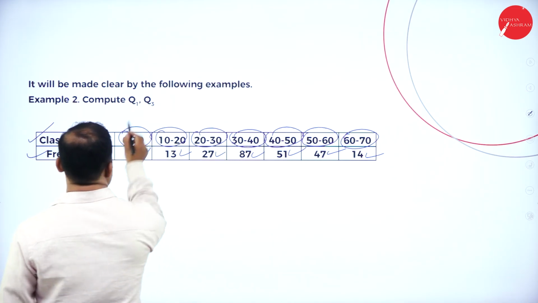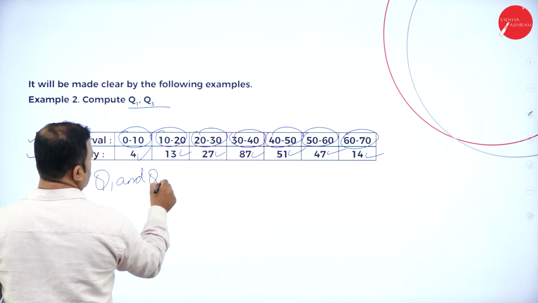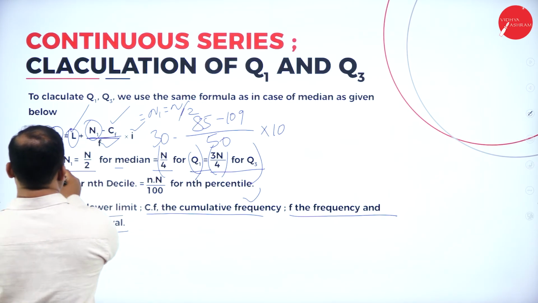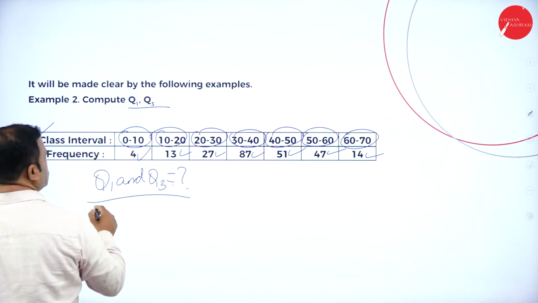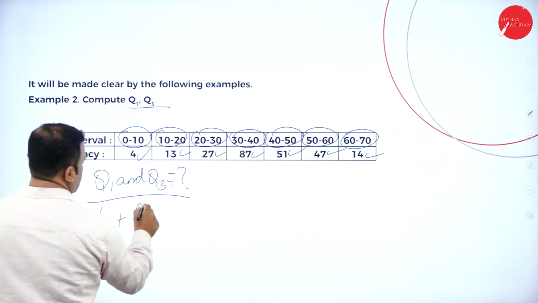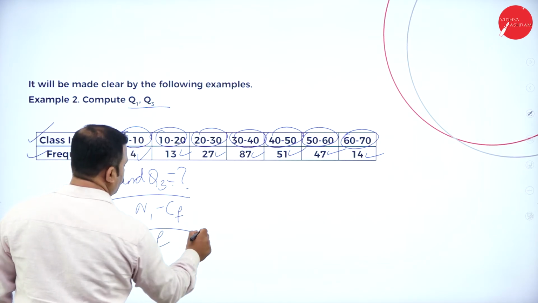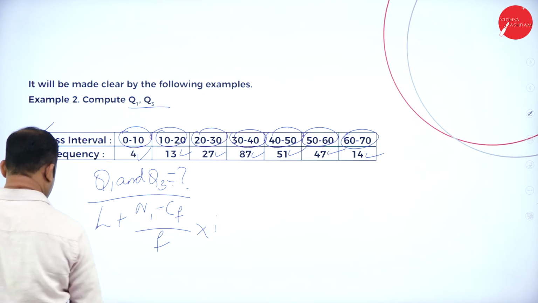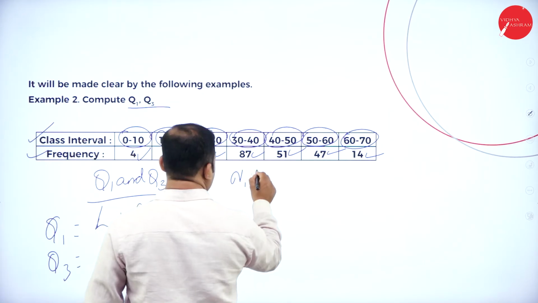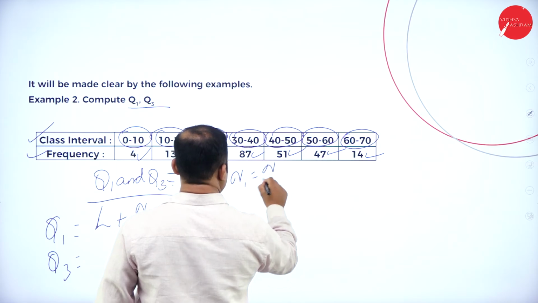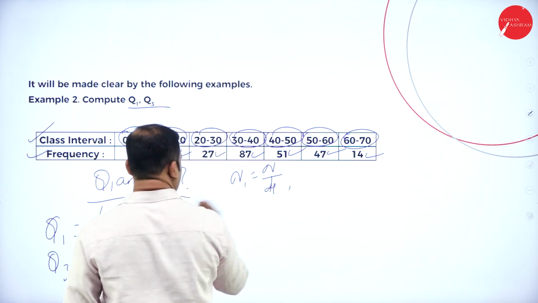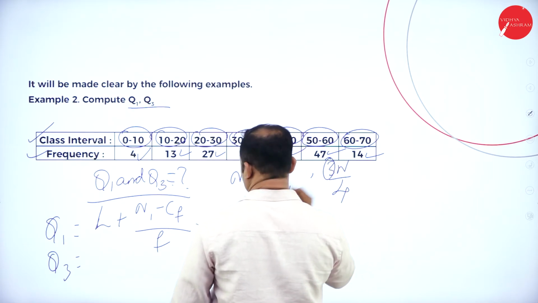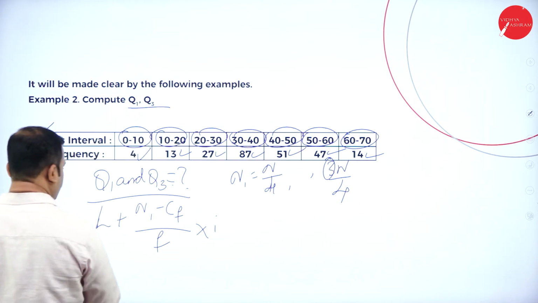And if I want to compute the value of Q1 and Q3, how can we find out the value of Q1 and Q3? That is using this formula. Q1 is equal to L plus (N1 minus CF) divided by F into I. Similarly, for Q3, we need to consider the upper limit. N1 is equal to, for Q1, N by 4. For Q3, that is 3N by 4. So 3N by 4.